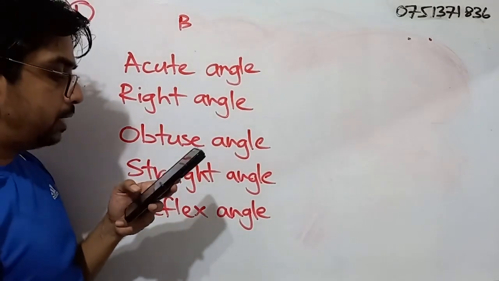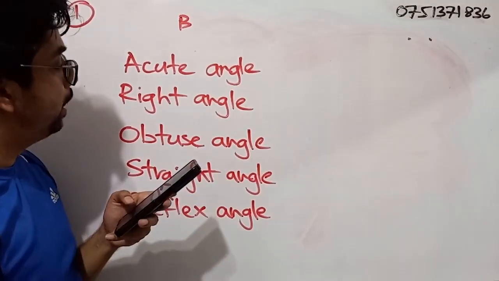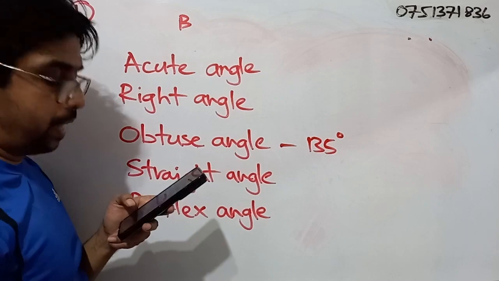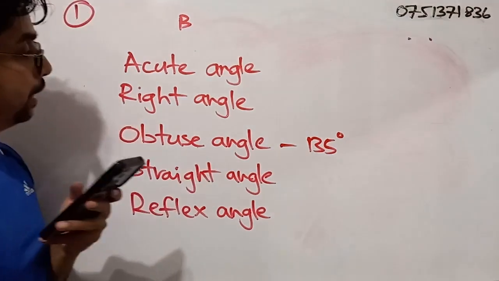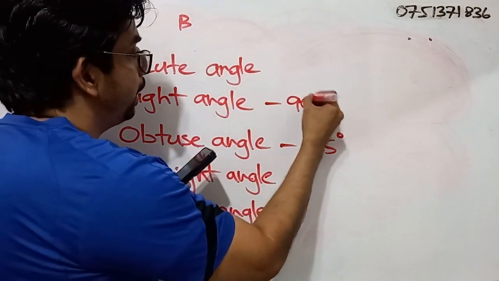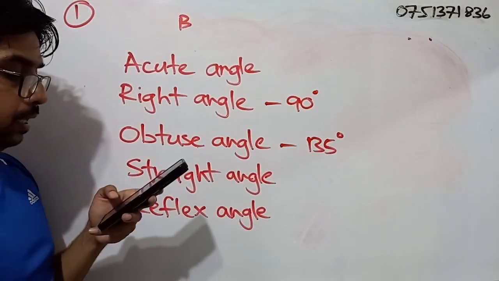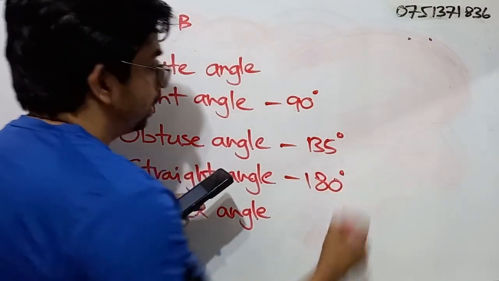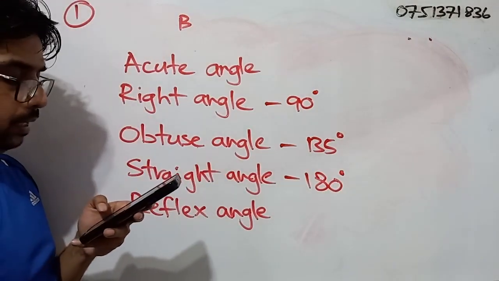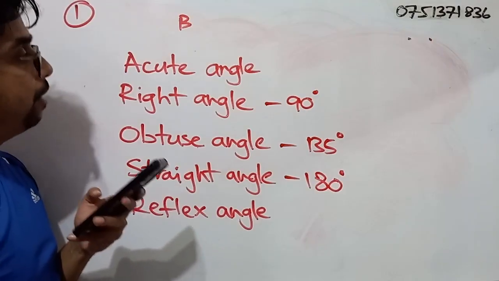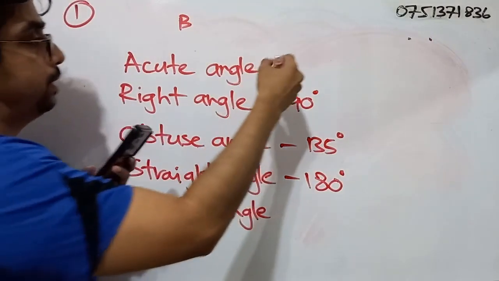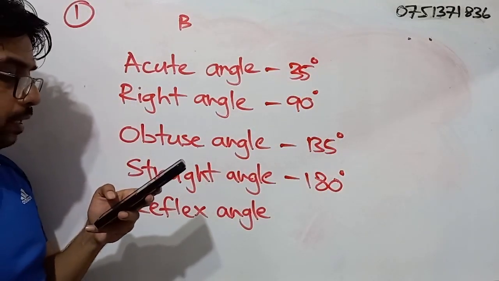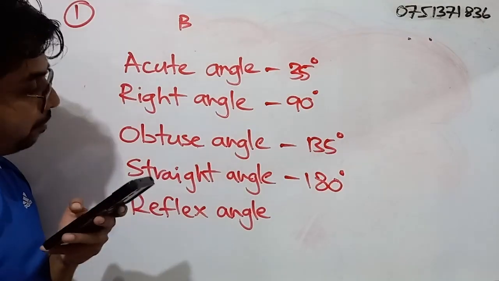So the first angle is 135 degrees. So definitely, what is that? Obtuse angle, right? So the second one, that is 90 degrees. So that means it is a right angle. Third one, 180 degrees. That means it is a straight angle, right? So the next one we have 35 degrees. So it is less than 90 degrees. That means it is what? Acute angle. Then we have 245 degrees.